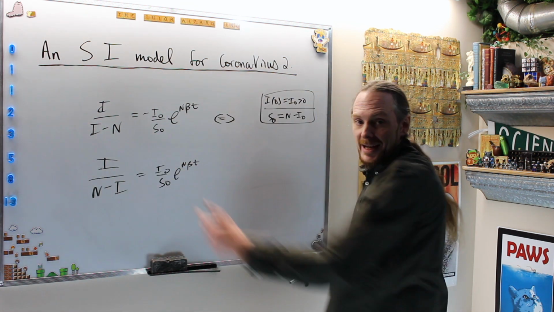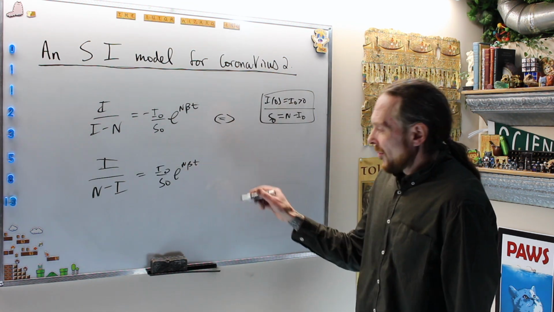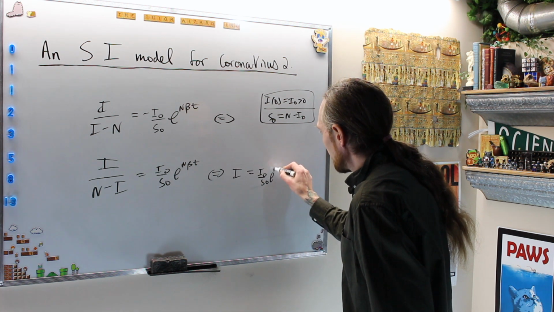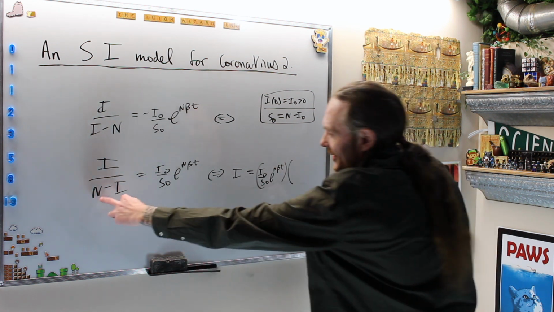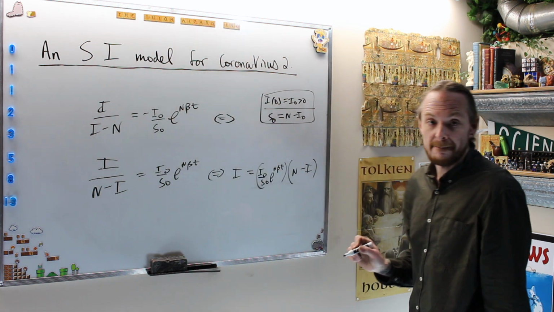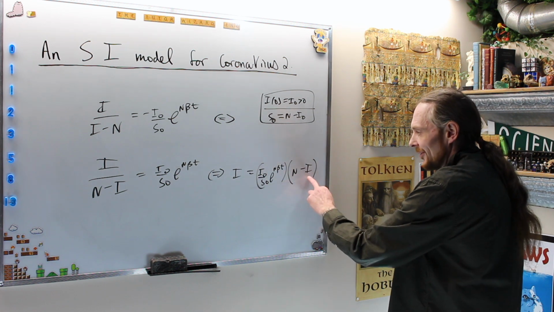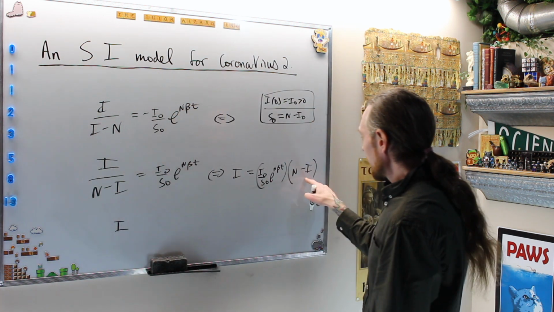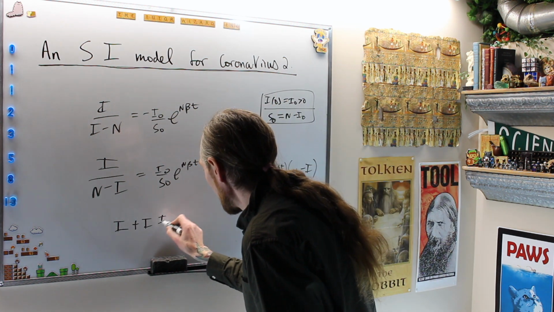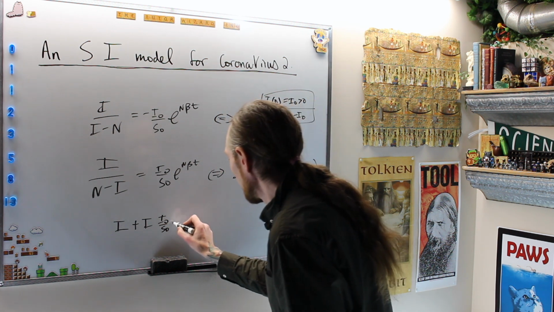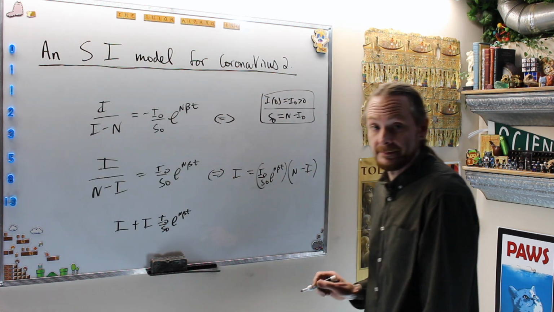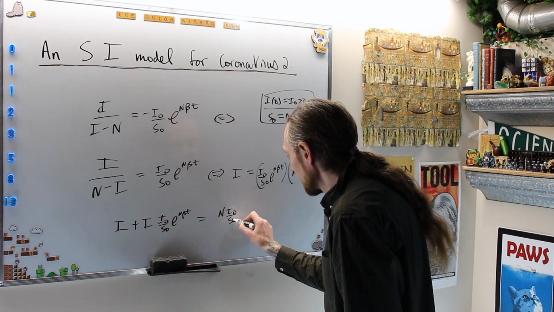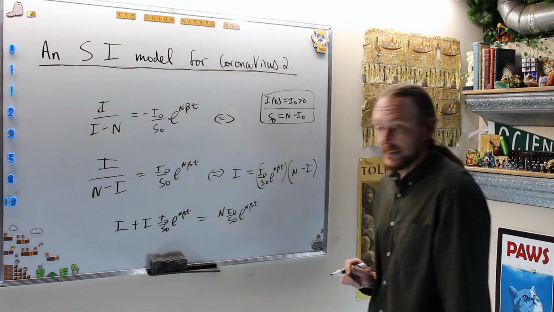All I did was get rid of that negative for myself. Why? Because I want to do this now. I is equal to I naught over S naught e to the n beta t times this guy, n minus I. I'm going to distribute this in carefully and then move it to the other side all in one step. That gives me I times 1 plus I times I naught over S naught e to the n beta t. And then that equals n I naught over S naught e to the n beta t.